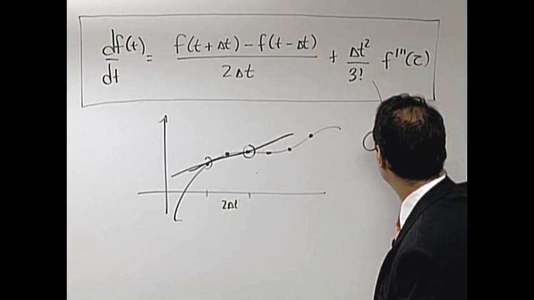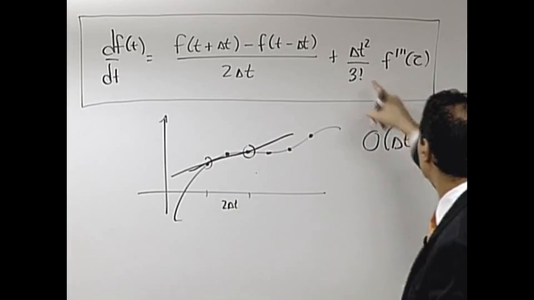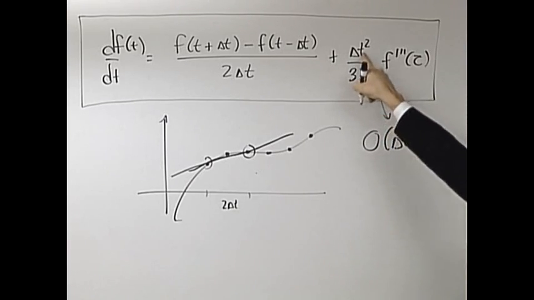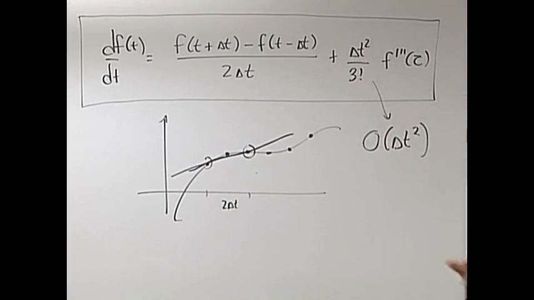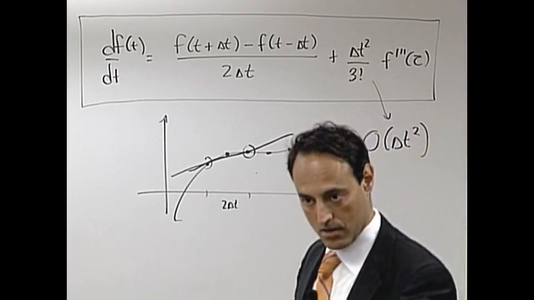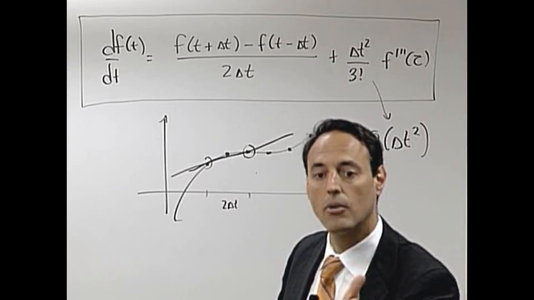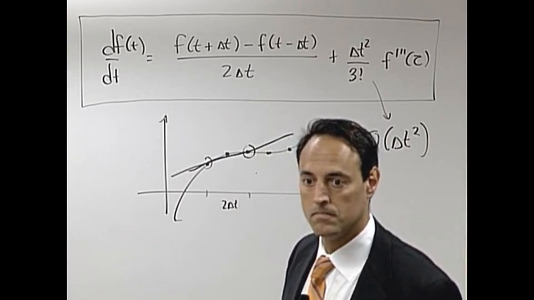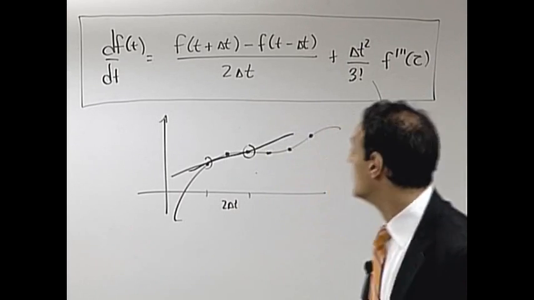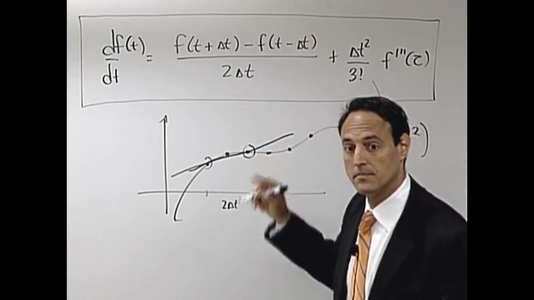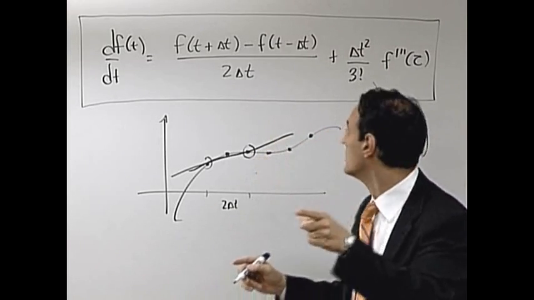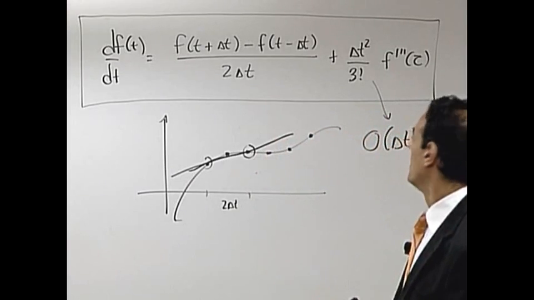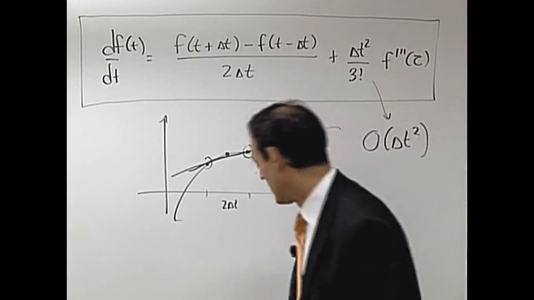So when I think about this term, notice it has this delta t squared in front of it. So presumably if delta t is small, I could probably throw it away. What kind of error do I make? Well, delta t is 10 to the minus 2. I'm making an error of 10 to the minus 4. I divided by 2 delta t.